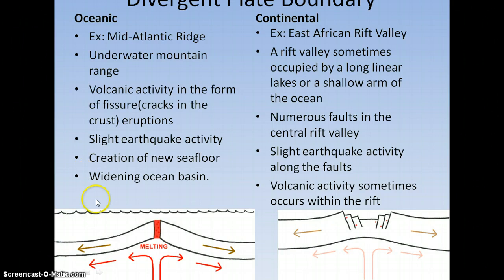So this creates a sort of underwater mountain, like a whole mountain range along the whole ridge. The volcanic activity occurs in the form of fissures, which are the cracks in the crust, which we just learned about, and it causes some minor eruptions. There is slight earthquake activity that occurs here. There's creation of new sea floor, and there is a widening ocean basin.